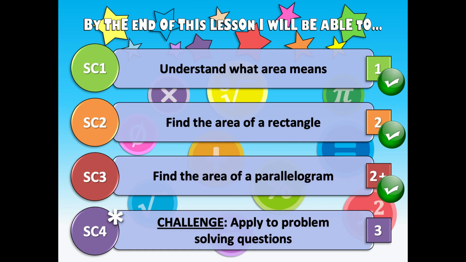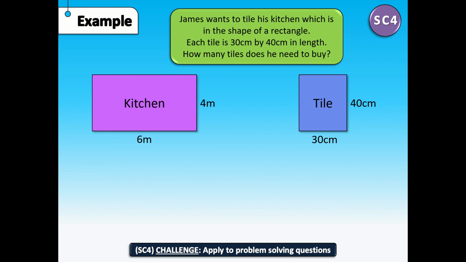So now we're going to move on to number 4, and this is to apply to problem solving questions. So James wants to tile his kitchen, which is in the shape of a rectangle. Each tile is 30 centimeters by 40 centimeters in length. How many tiles does he need to buy?